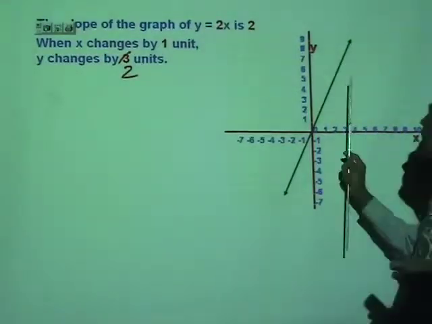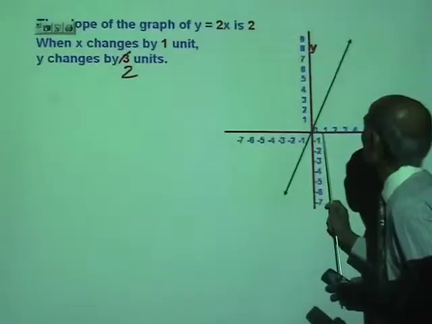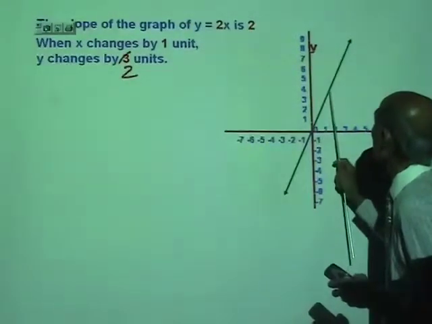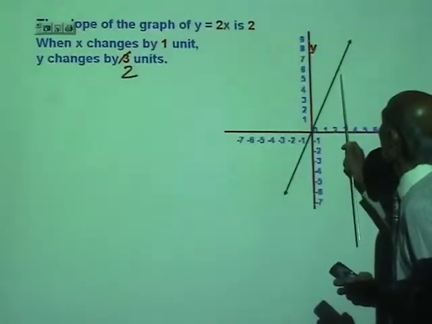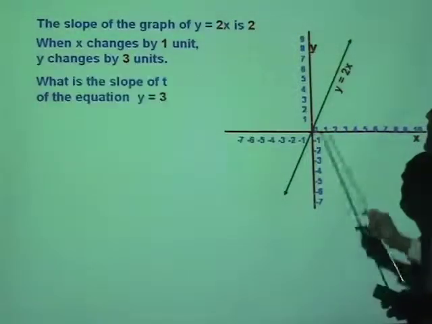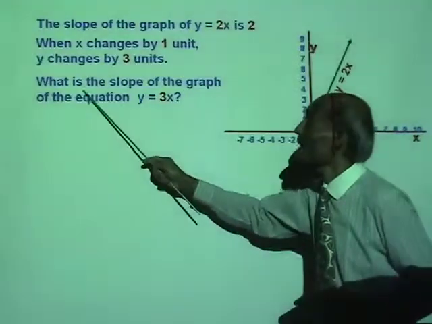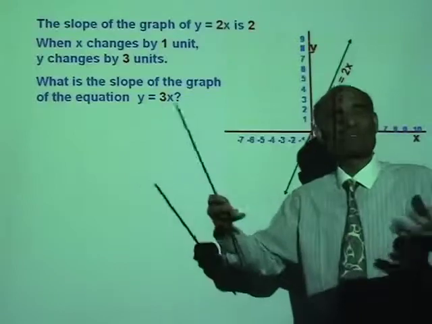So, once again, you can start anywhere. X changes by 1 unit, y will change by 2 units. If you start here, x changes by 1 unit, y will change by 2 units. Alright. And that is y equal to 2x. Tell me, what is the slope of the graph of the equation y equal to 3x?